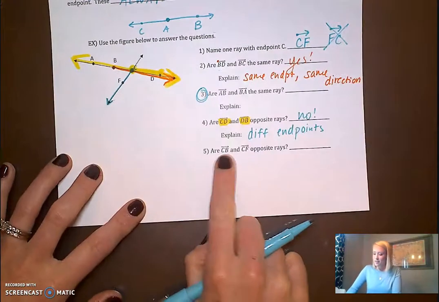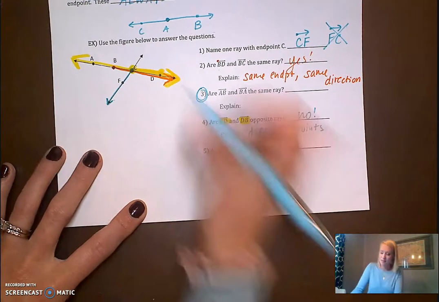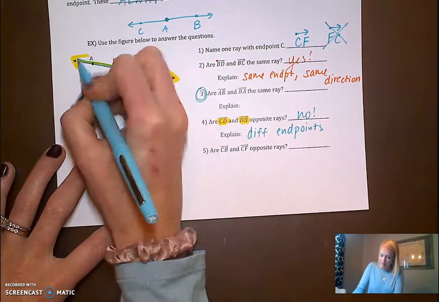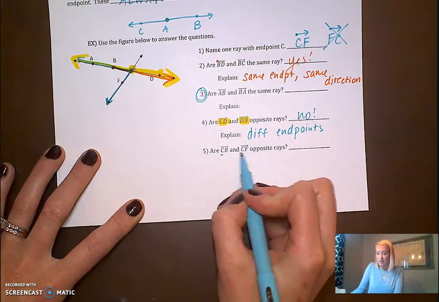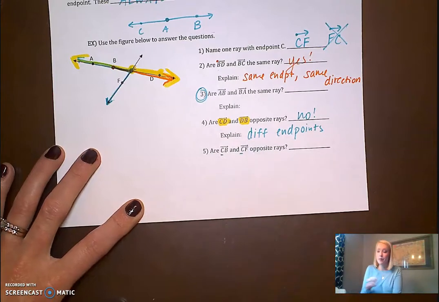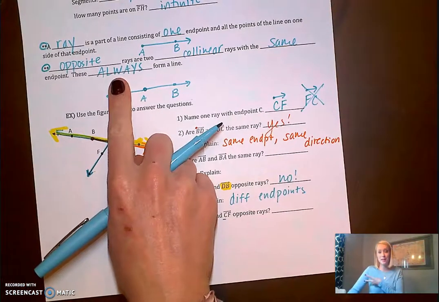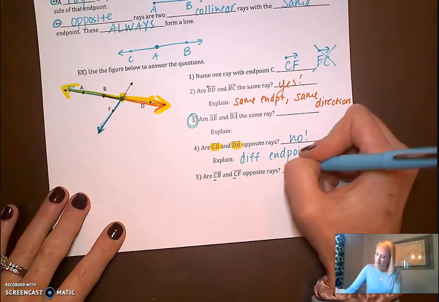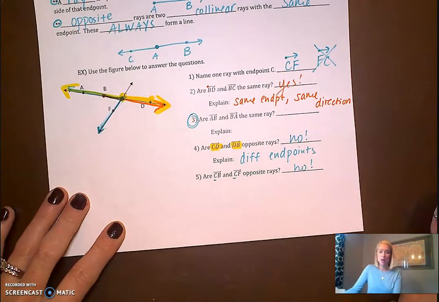All right, number 5: are CB and CF opposite rays? There's CF, there's CB. So yeah, they've got the same endpoint. They both start at C, but they don't hold true with the second part of this. They do not form a line. They actually form an angle, which we have not gotten to yet. So nope.